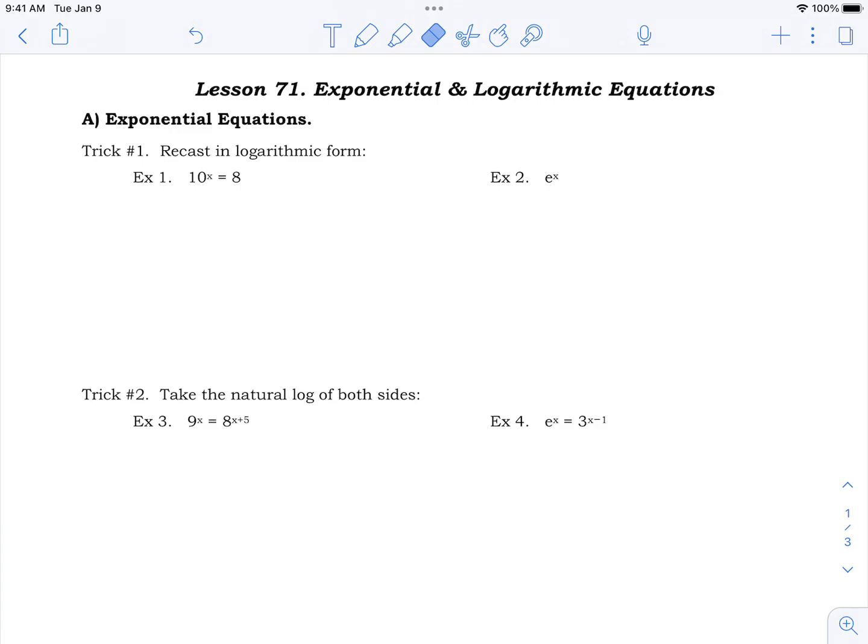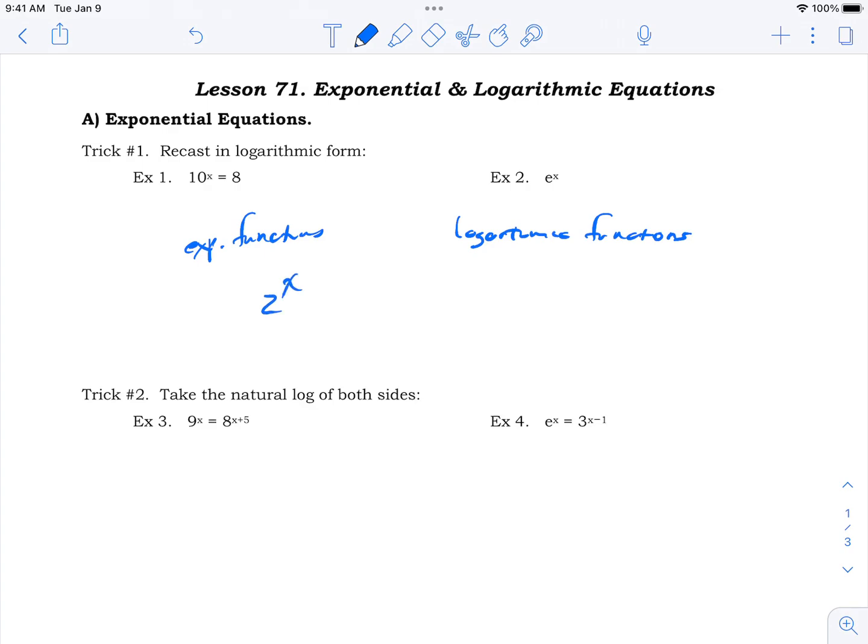Lesson 71. Okay, first let's remember something. Remember exponential functions and logarithmic functions. These are what we've been looking at lately. But remember, they're related to each other, right? They're like two sides of a coin, kind of, sort of. Well, they're inverses of each other is what I really want to say.